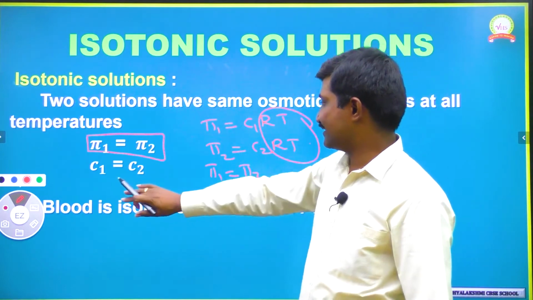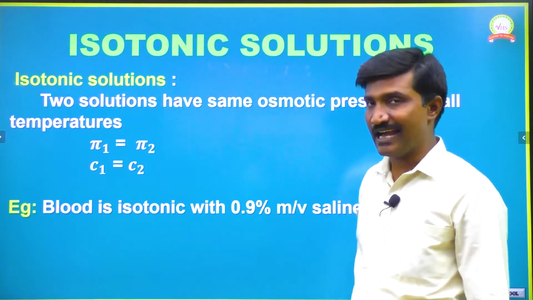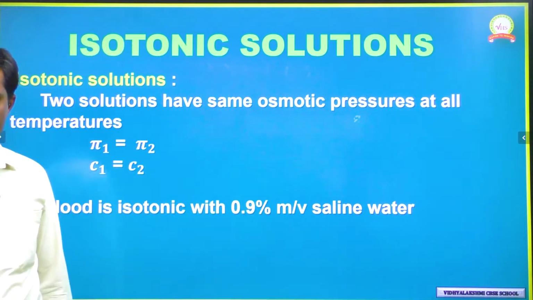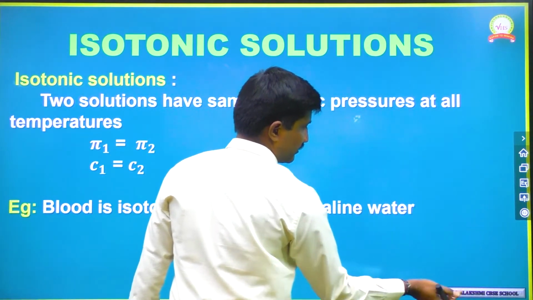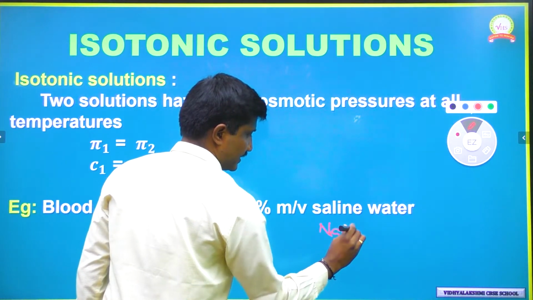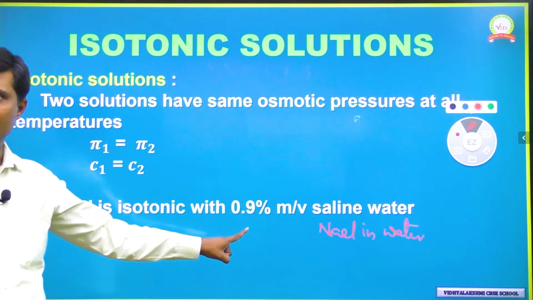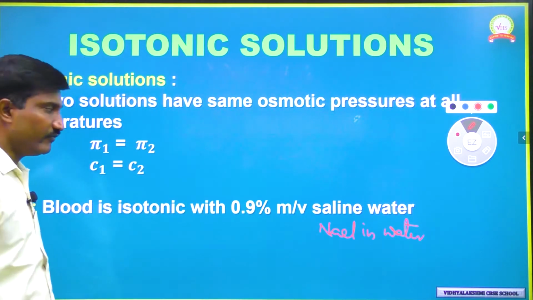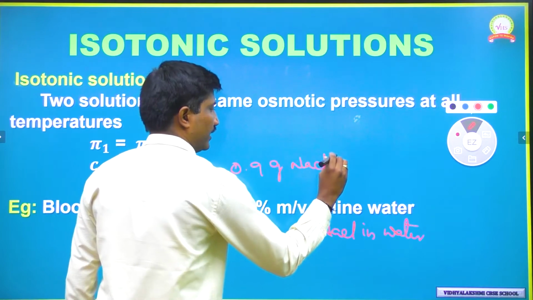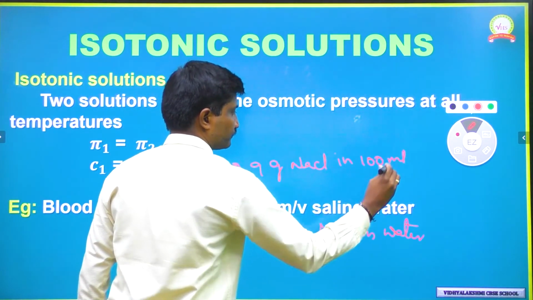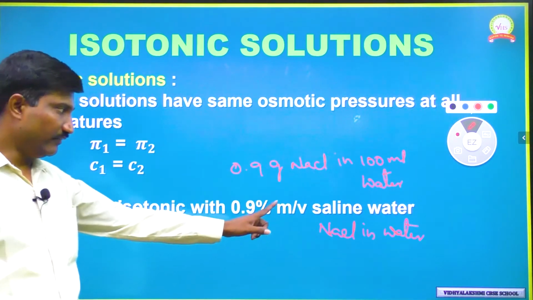Okay. So here, what is the example of an isotonic solution? Blood is isotonic with 0.9% m by v saline water. Saline water means NaCl in water. That saline water is nothing but NaCl in water, meaning aqueous sodium chloride, with how much concentration? 0.9% m by v, meaning 0.9 gram NaCl in 100 ml water. That is called 0.9% m by v saline water.